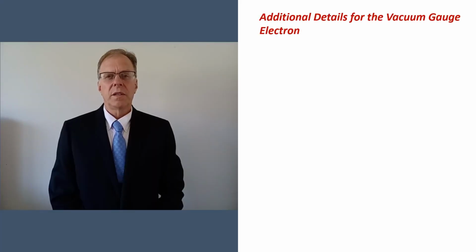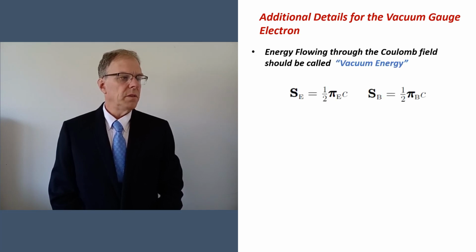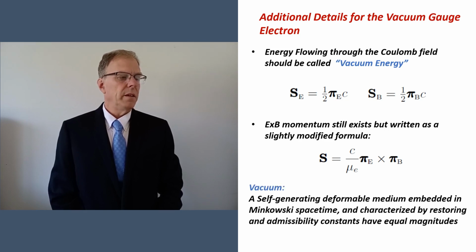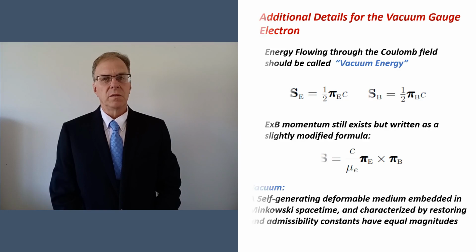According to the stress tensor, which we haven't discussed yet, energy flowing through the Coulomb fields is 1/2 the momentum flux, so it seems reasonable to refer to this energy as vacuum energy. Of course, E cross B momentum still exists, but in the new theory, it's written in terms of electromagnetic flux. Our work also requires a formal definition of the medium, which we call the vacuum, specifically a self-generating deformable medium embedded in Minkowski space-time and characterized by restoring and admissibility constants having equal magnitudes.